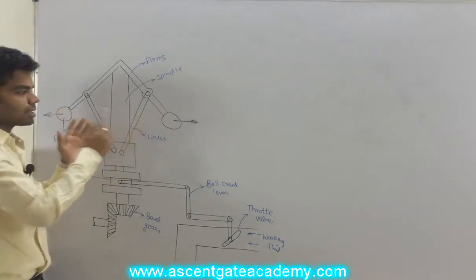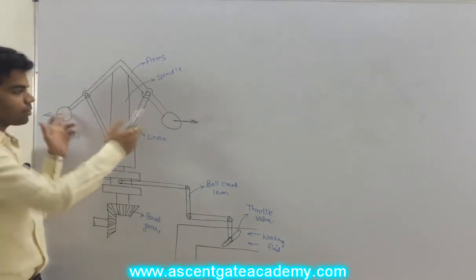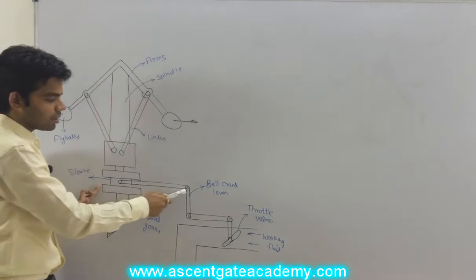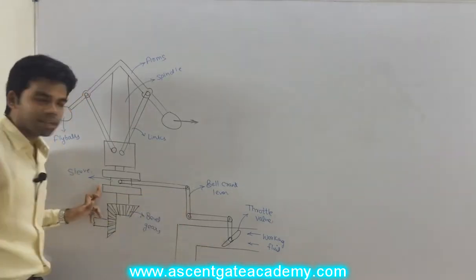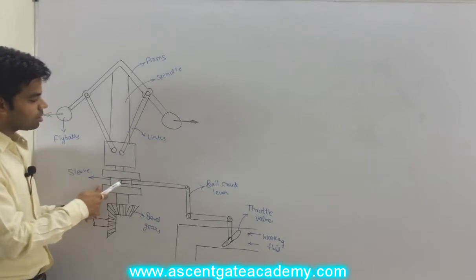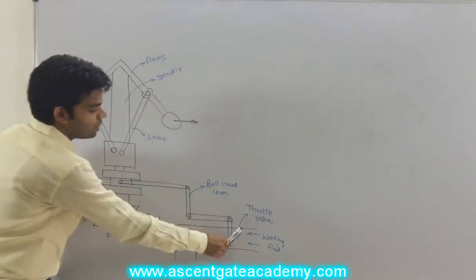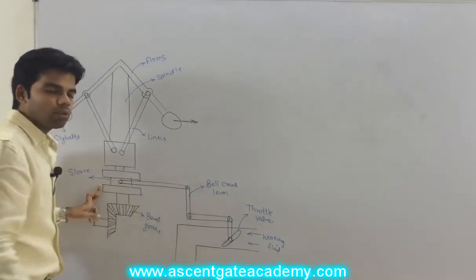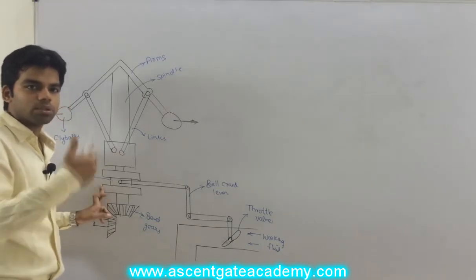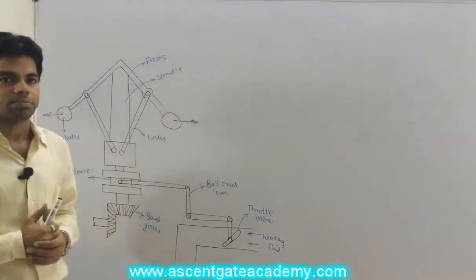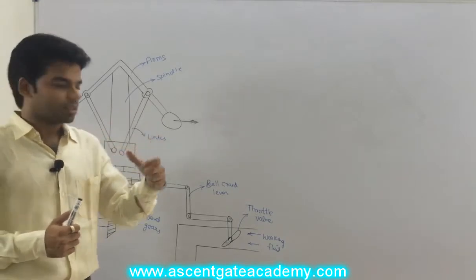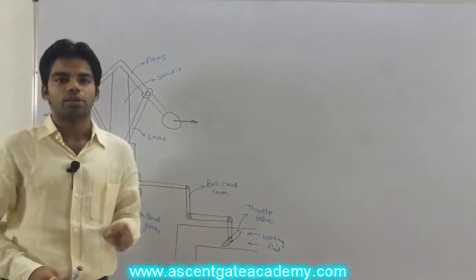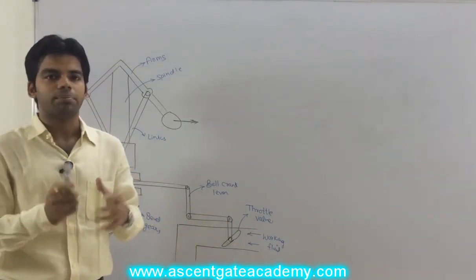Because as the speed is decreasing, the centrifugal force acting will be less, and this spindle will move down. This spindle is connected to the throttle valve with the help of the bell crank lever, and as this spindle is moving down, the throttle valve will tend to open. As the throttle valve is opening, more working fluid will be supplied to the engine, which will produce more speed, and we can maintain the speed from there. So as the load is increasing, the speed decreases, but because the throttle valve opens and the amount of working fluid is increasing, the speed is maintained.